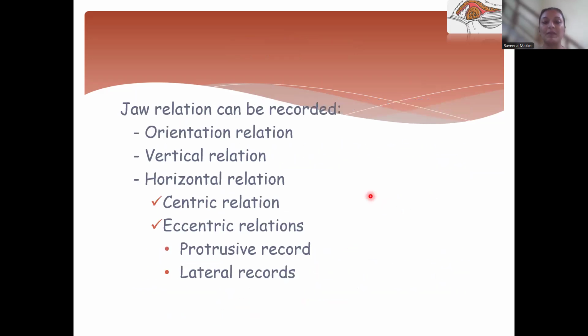Now, jaw relation can be recorded either by orientation relation, vertical relation, or horizontal relation. Horizontal relation includes centric relation and eccentric relations. Eccentric relations can be recorded by protrusive record or lateral records.